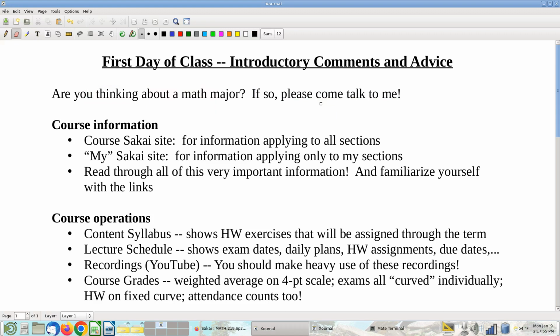Alrighty, so as for the organization of the course, we're going to be mostly organized on Sakai this semester. You'll notice that there are 2 Sakai sites. There's one that is what I call the course Sakai site that has information that applies to all sections of the course, all the instructors, all of their different sections. And then we also are going to have what I'm going to call my Sakai site. And that's for information that applies only to my sections of the course. So we divide it up that way for various reasons. So you'll see that on Sakai.